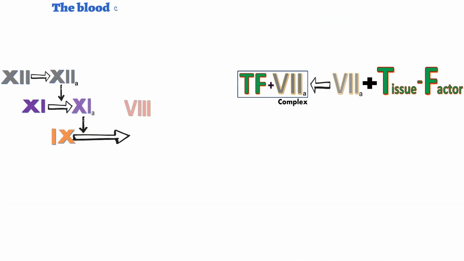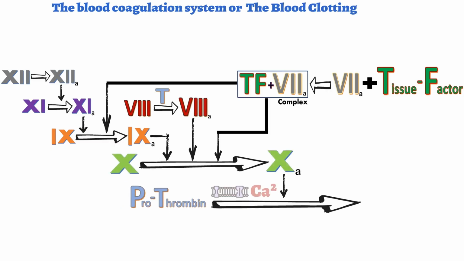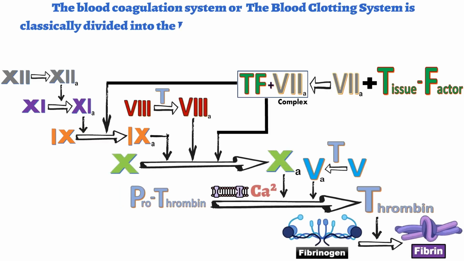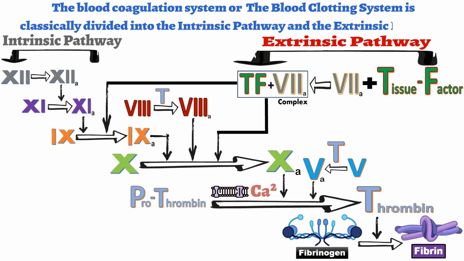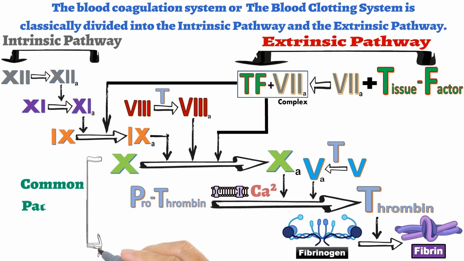The blood coagulation system or the blood clotting system is classically divided into the intrinsic pathway and the extrinsic pathway. There is also a common pathway.